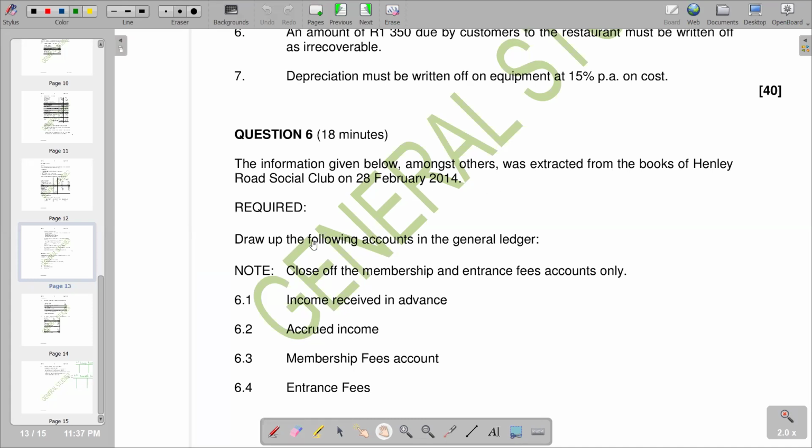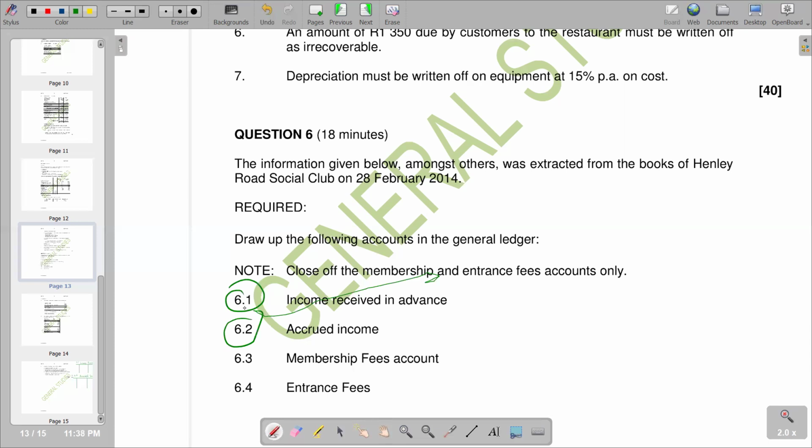On the required part, draw up the following accounts in the general ledger and close off the membership and interest fees accounts only. So it means the membership fees account and the interest fees account are the only ones which need to be closed off, which means the other two, 6.1 and 6.2, we are not going to close. So we are only going to prepare 6.1 and 6.2: income received in advance on 6.1 and accrued income on 6.2.